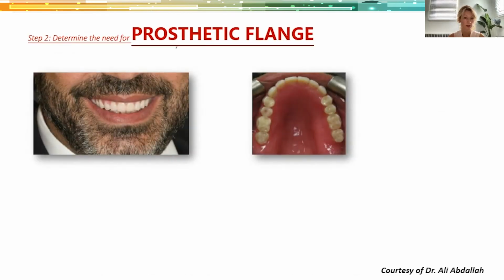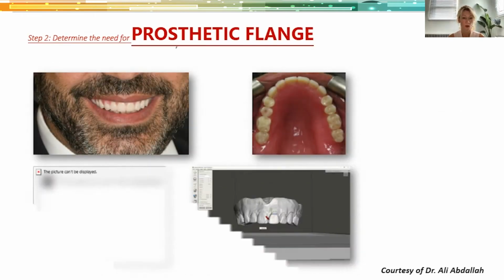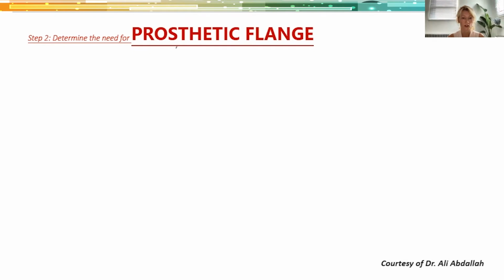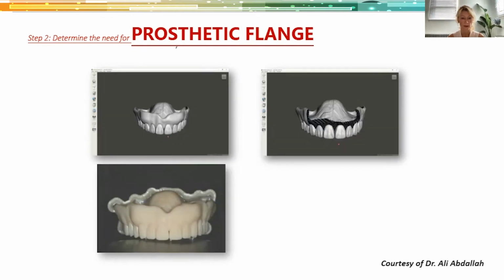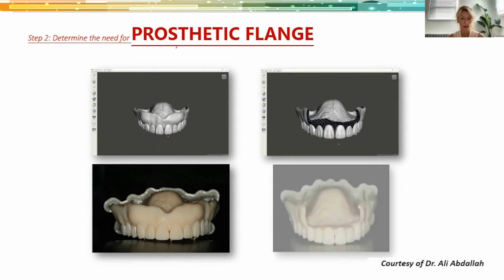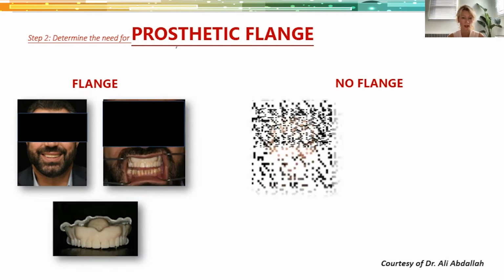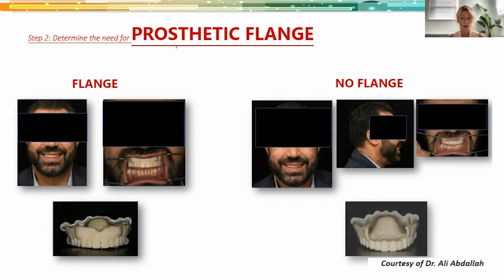So in terms of prosthetic flange, what we did is we scanned the existing denture, and we digitally modified the tooth position of some of the teeth that we felt the position could be improved. And from that, we printed two prototypes, one with a flange and one without a flange. Now the patient tries both. And the patient approved the no flange prototype. So we can go ahead with fixed restoration.